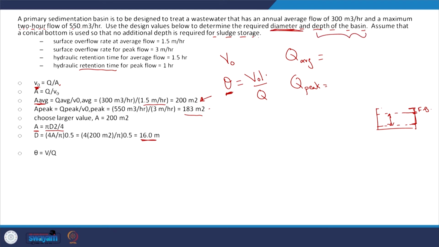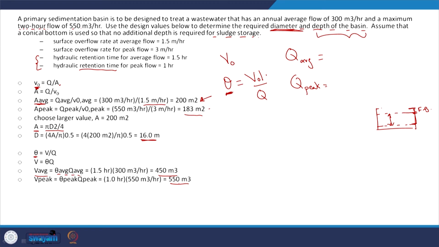For depth, we have other values, as in we have the hydraulic retention time. This will give us an idea about how much time the water molecule will spend in the system. So theta equals V by Q, and we have V equal to theta Q. The volume required based on average flow conditions, let's say I get 450 meter cube. Based on peak flow conditions, I get 550 meter cube. So from that I am obviously going to choose the larger volume for the tank, because you don't want to have overflow of your tank. So I choose the higher value.